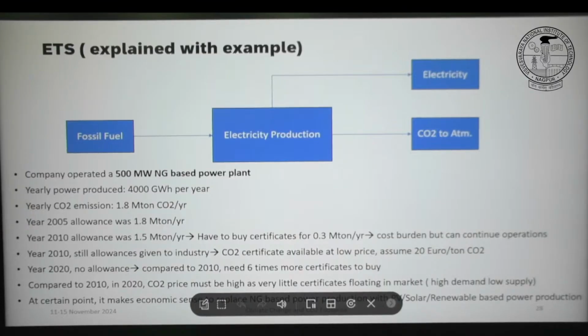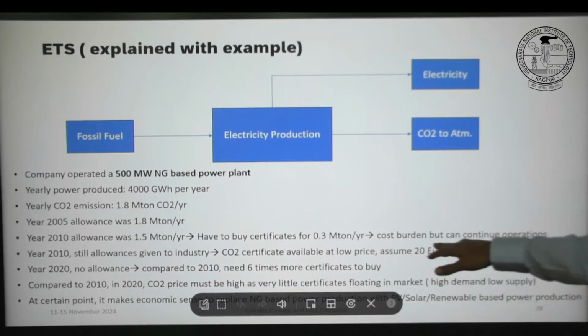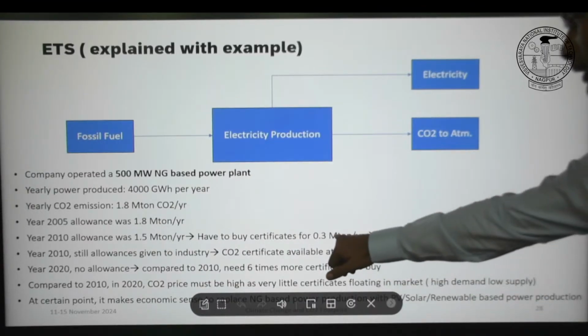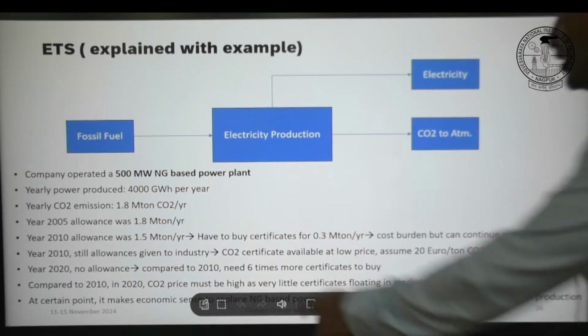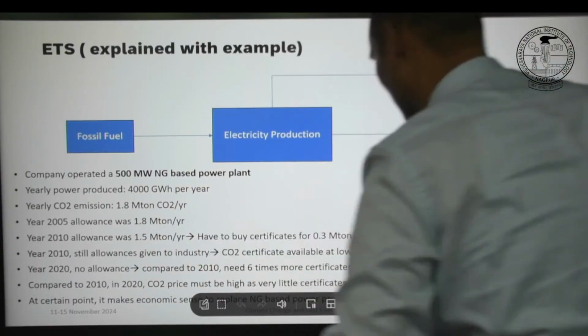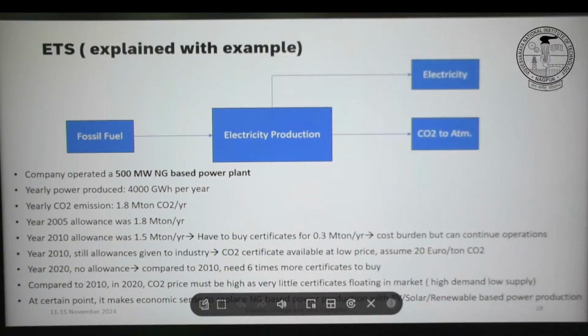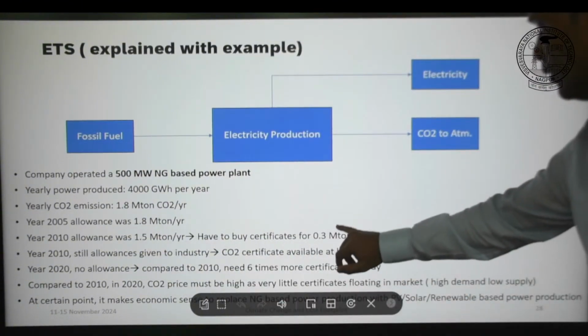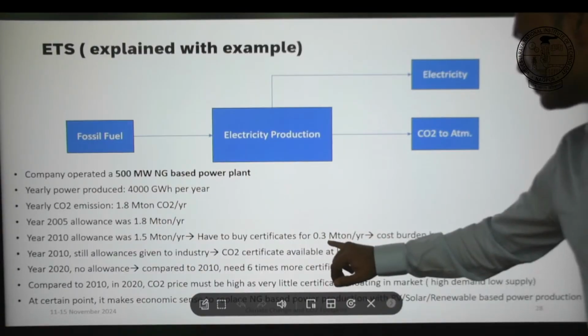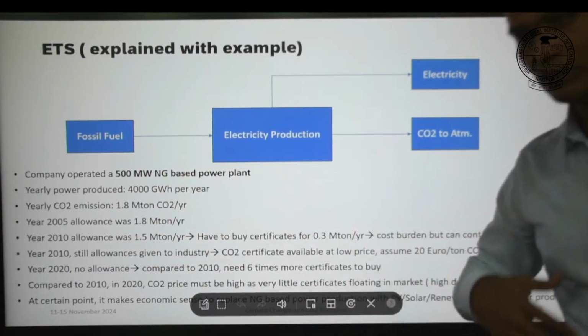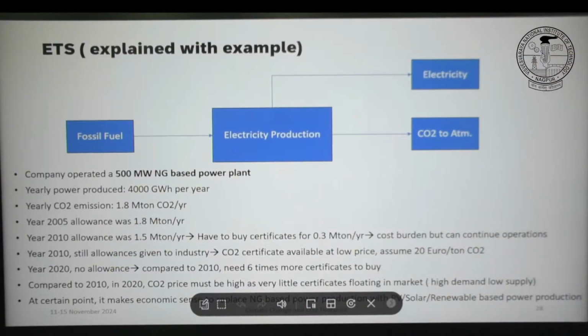So in 2010, for our example, the price was only 20 euro per ton, and I also had to buy only for 0.3 because I had a huge amount of allowance. Now what's happening today is that the 1.5 is going down, which means I have to buy for more. Slowly, the allowances given to industry are coming down. That means in the market it's very difficult to buy these certificates.